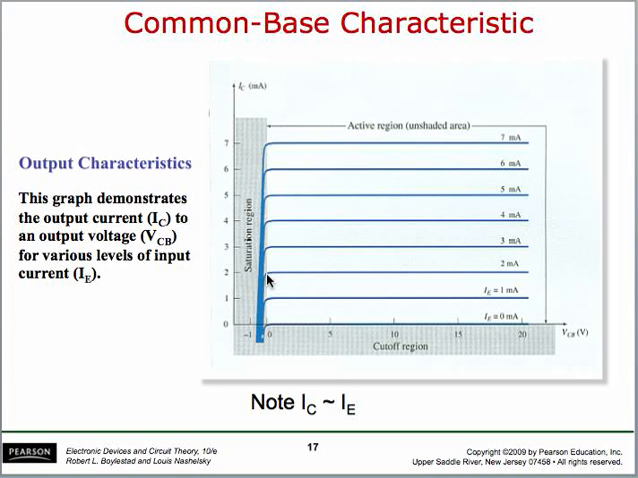It does not give any more increase in output current. In order to get a further increase in output current, in order to get a further increase in IC, you have to increase the amount of IE. You have to increase the amount of emitter current, the current that you give into the transistor.